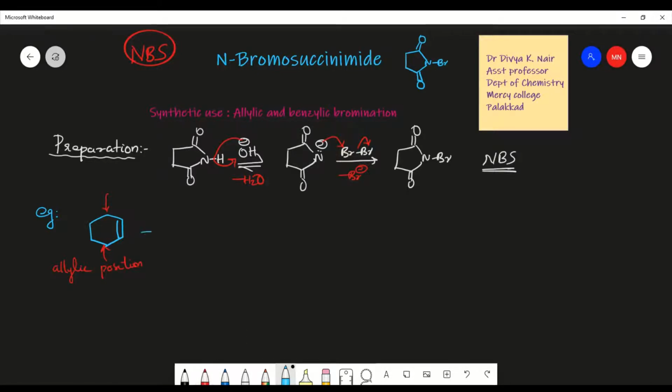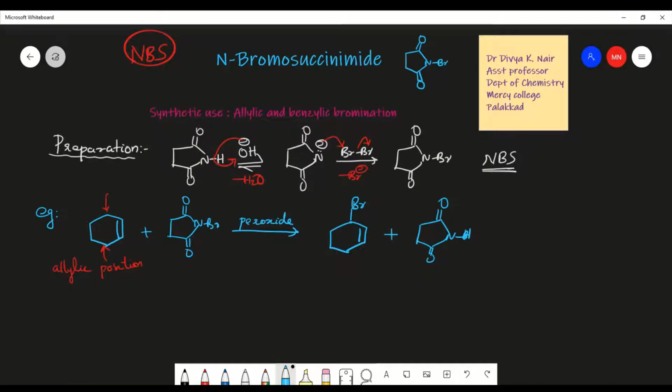So if you treat this with NBS, N-bromosuccinimide, this reaction is a radical reaction, and you need a peroxide initiator for it. The product you will get is one where one of the allylic positions is brominated. So bromine comes over here, and you are left with succinimide. This is what you will get after the reaction.